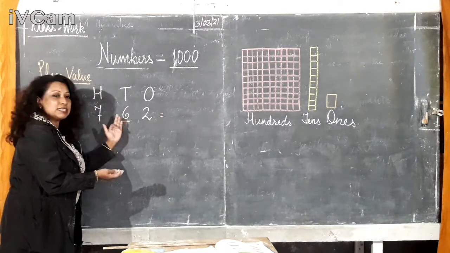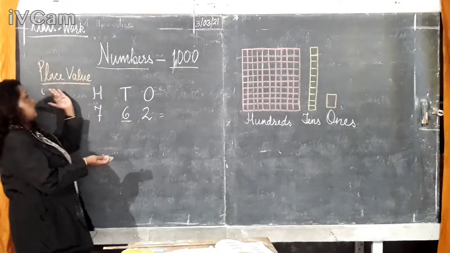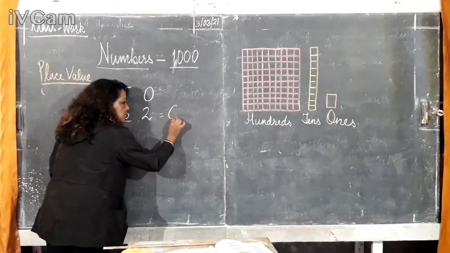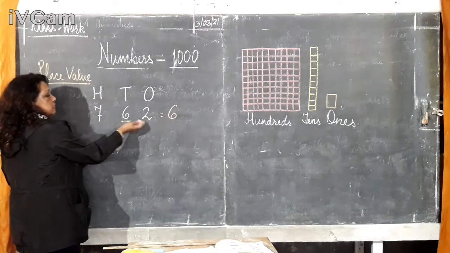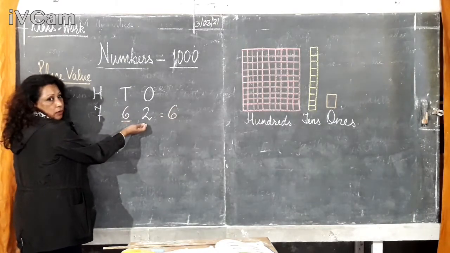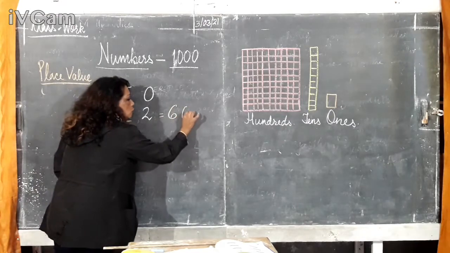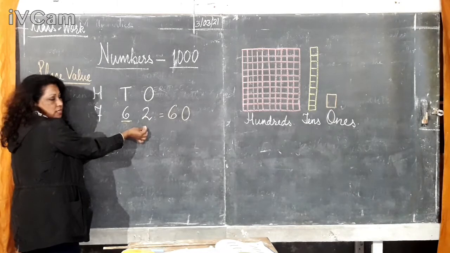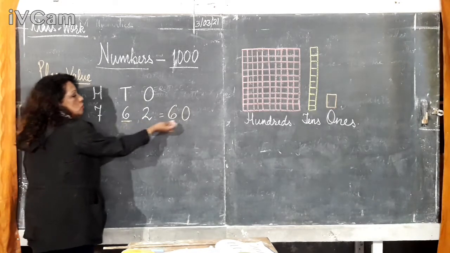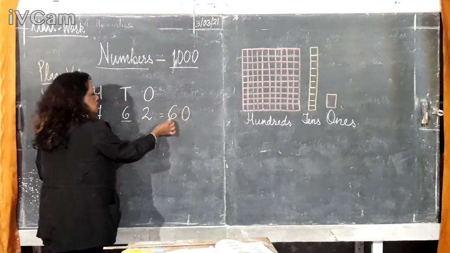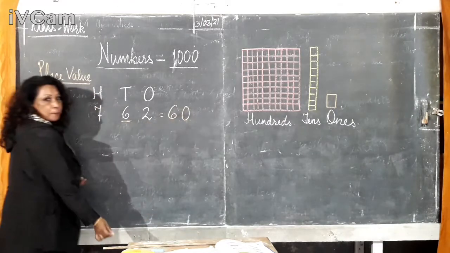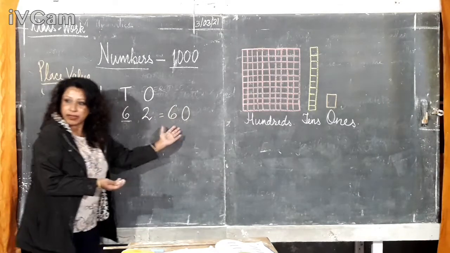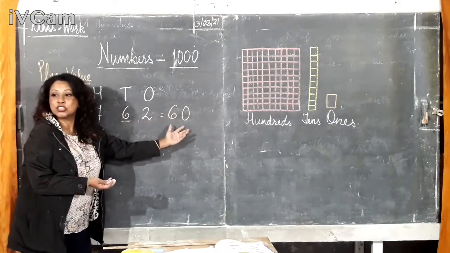Alright, so here I've underlined 6. What will be the place value of 6? You write 6 here, and after 6 there is one more digit, that means 0. After tens, how many place values are there? One place value, or one digit. So 6 tens means 60. You write 6 tens as 6, 0, 60. Alright? 6 tens means 60.